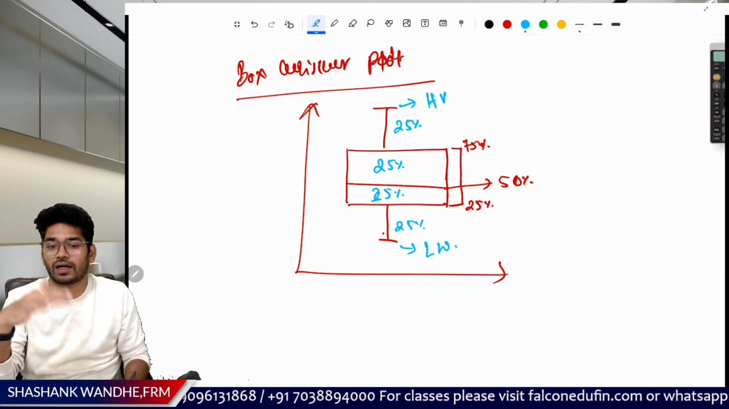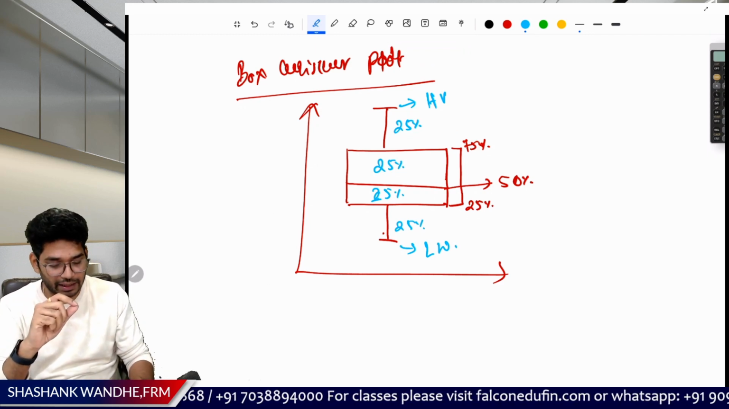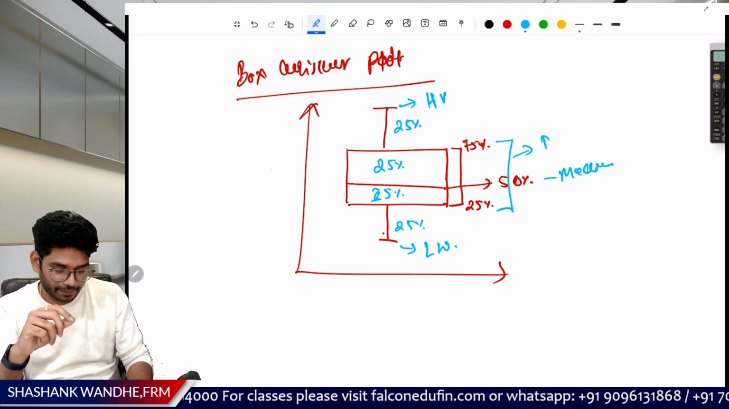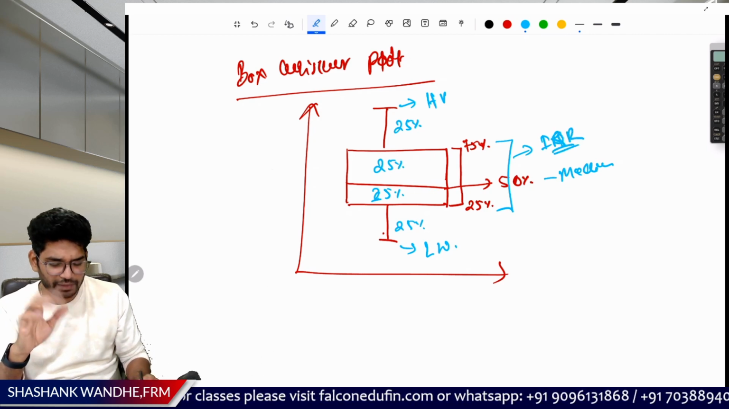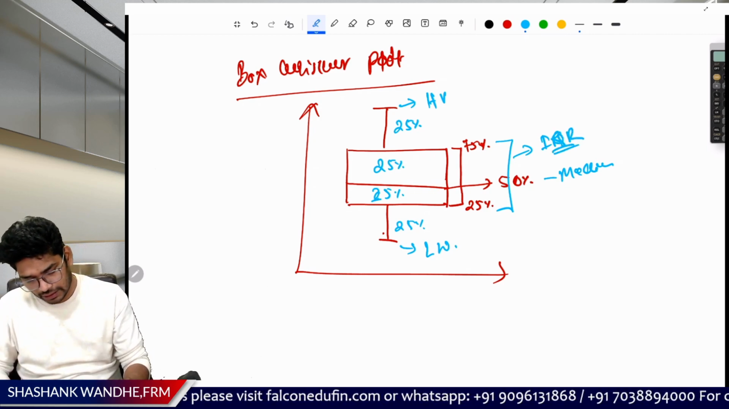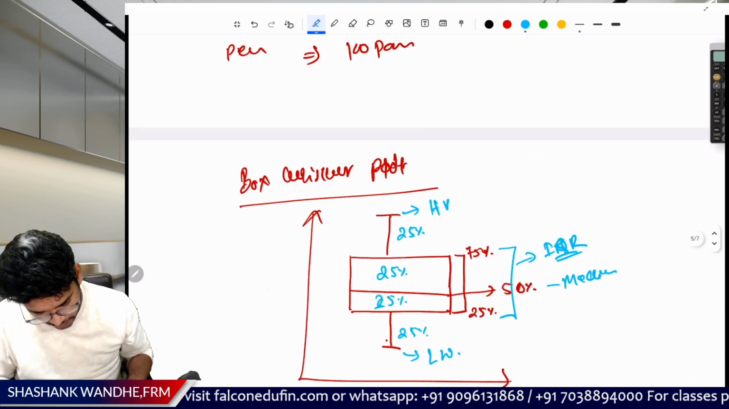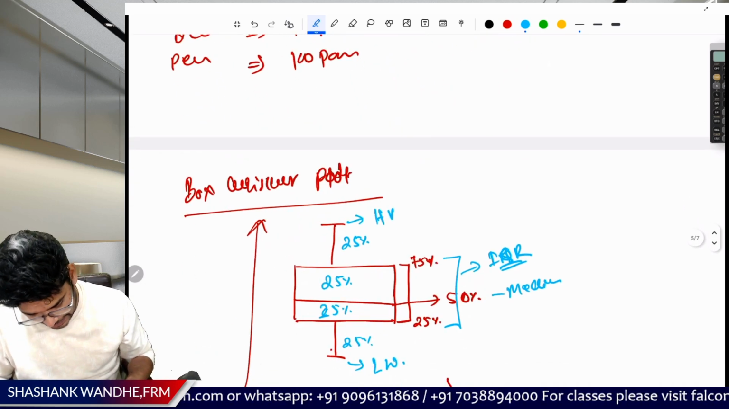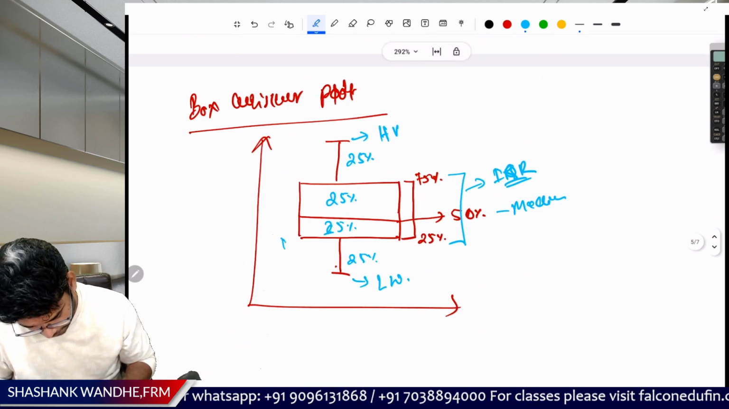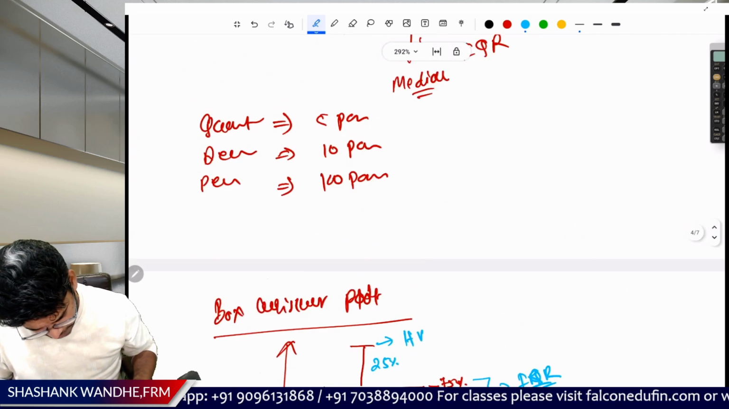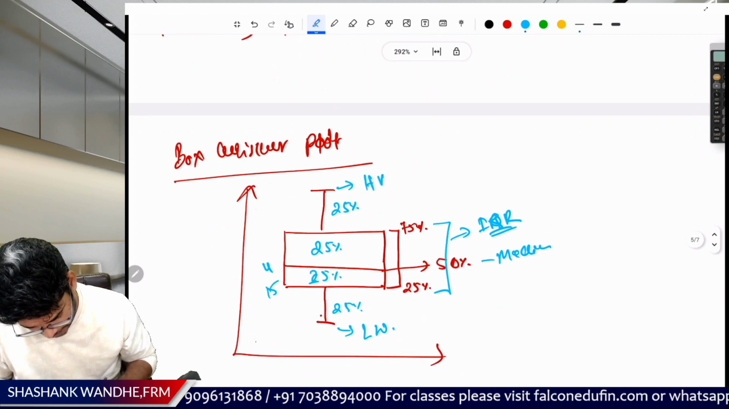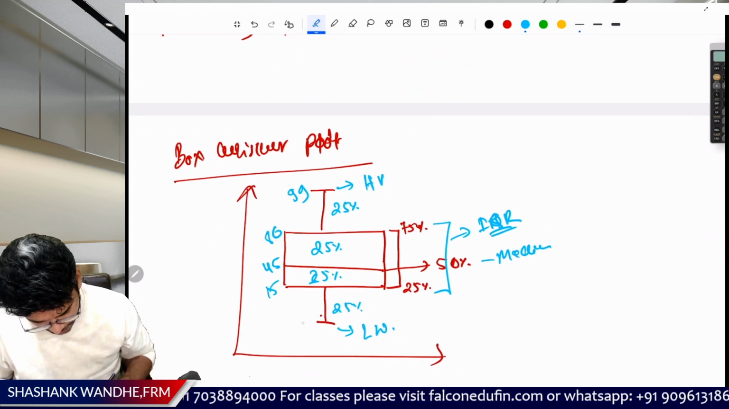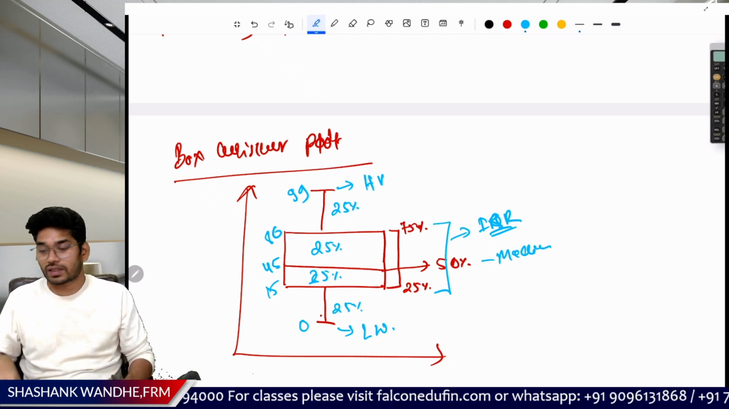Okay. So the line cutting this box is the median, and this is your IQR. Okay, so this is what you need to remember. And just to give you the values, it's 15, 45, 86. And say highest value is 99 and lowest value is 0. And this is how your box plot will look.